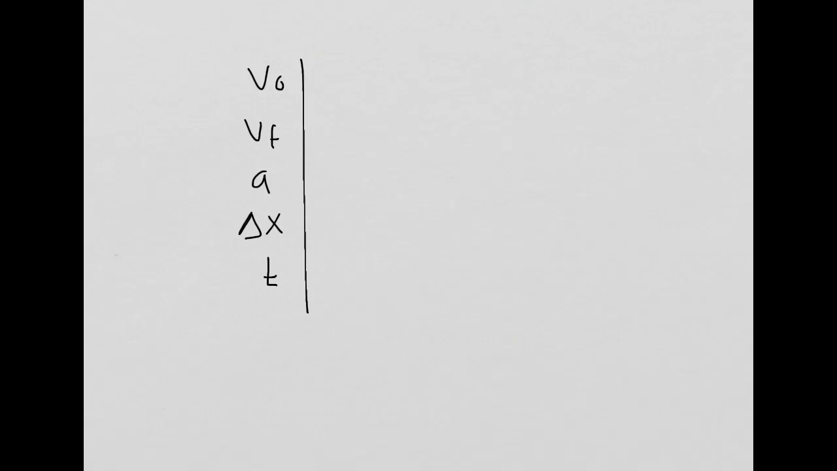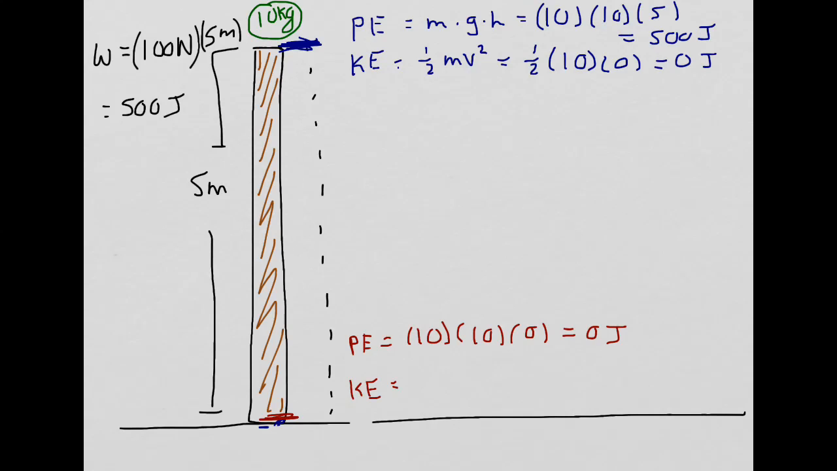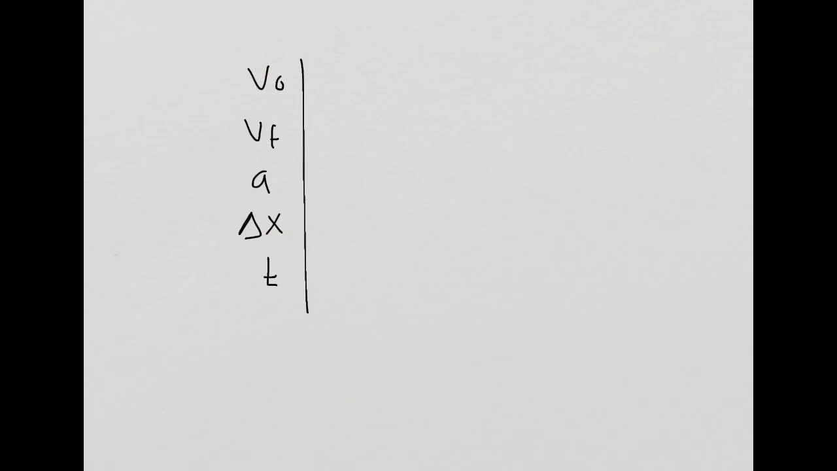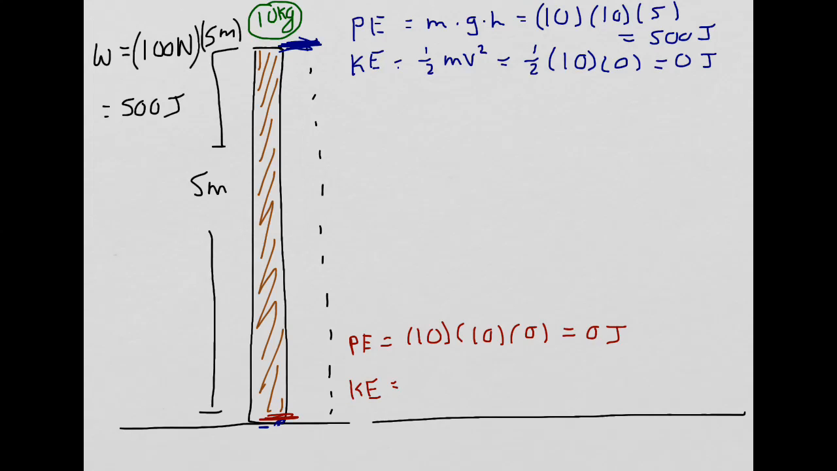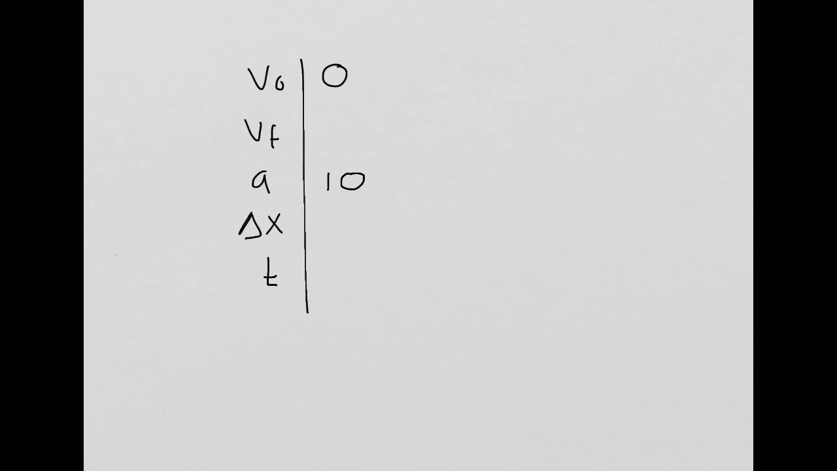Okay, so looking at the motion of this ball, the initial velocity here is 0. Acceleration due to gravity is 10. We're talking about a free fall. We don't know time. I don't know final velocity, but I do know displacement. Displacement is 5 because it went from here to here. So this is 5.